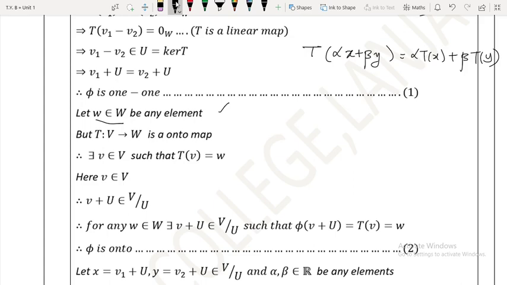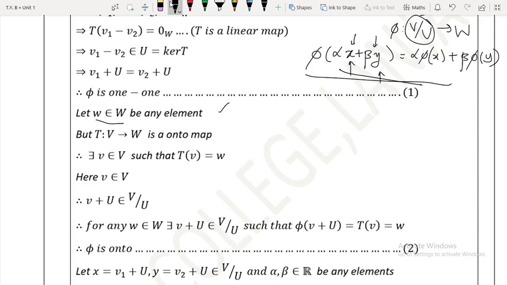Now over here we have to show phi is a linear map, so the definition will slightly change. Instead of T, we are going to have phi. So phi of alpha x plus beta y is equal to alpha times phi of x plus beta times phi of y. That is what we have to show. Now where are this x and y from? They are from the domain, as I have already told you. So x will be from V mod U and y will be from V mod U. But you already know how elements of V mod U look. They are cosets.